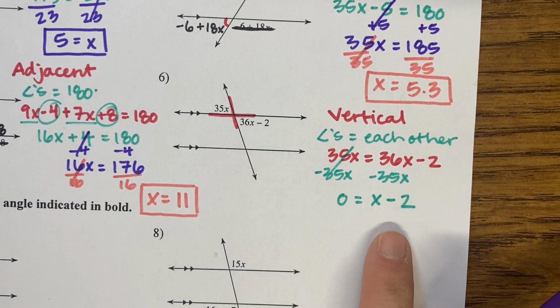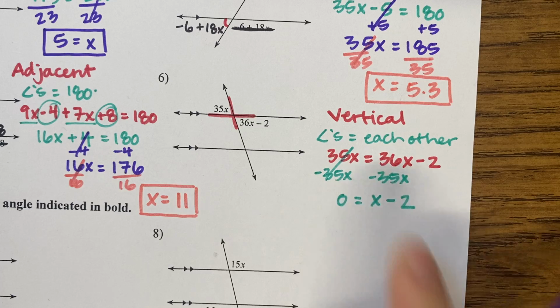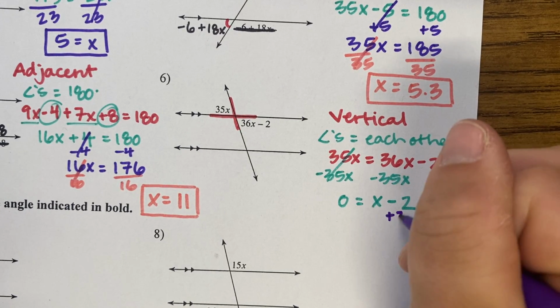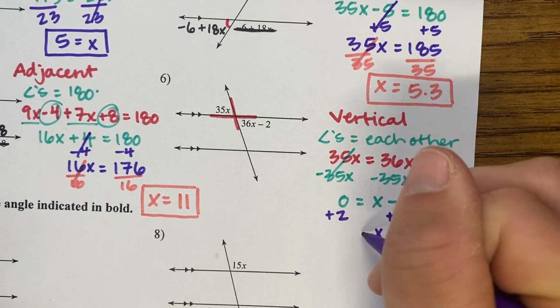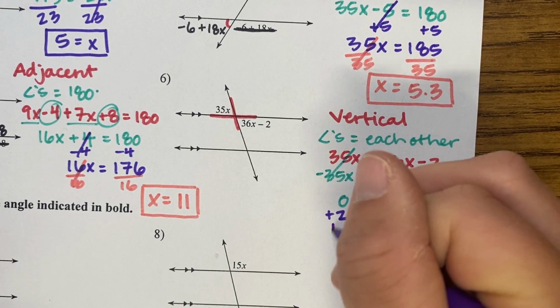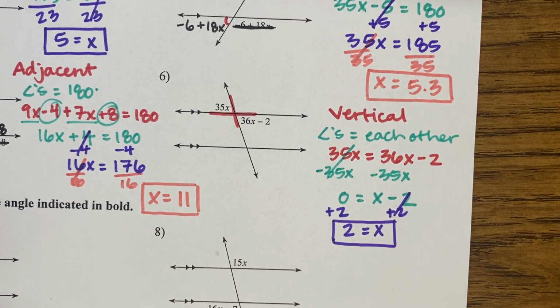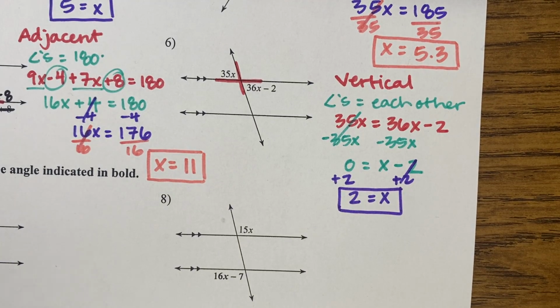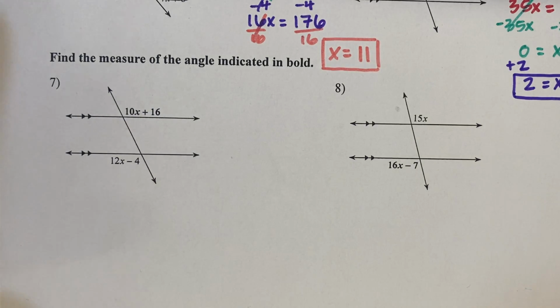Okay, my very last step. What is the opposite of minus 2? We're going to add 2. So my x is equal to 0 plus 2, which is 2. And there we go. Beautiful. Okay, well now let's look at number 7.